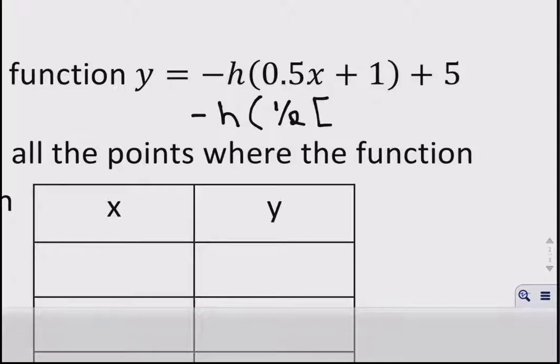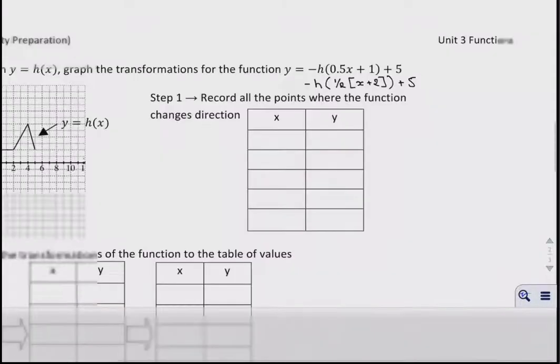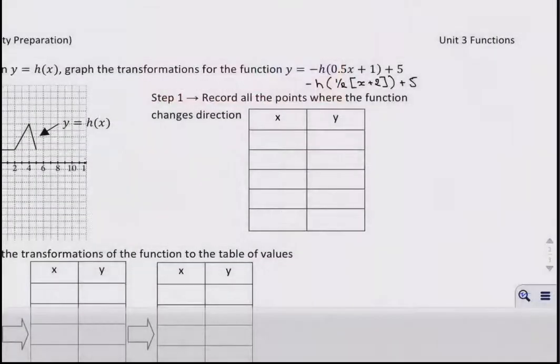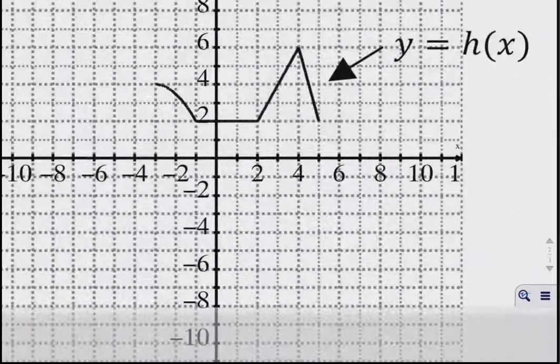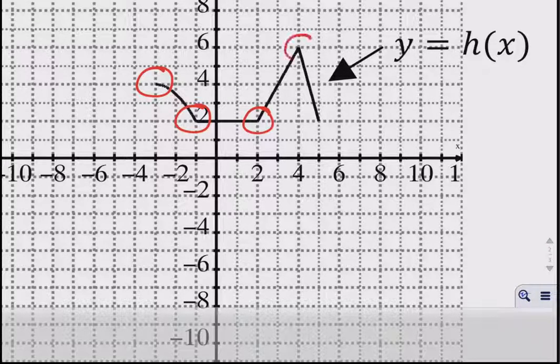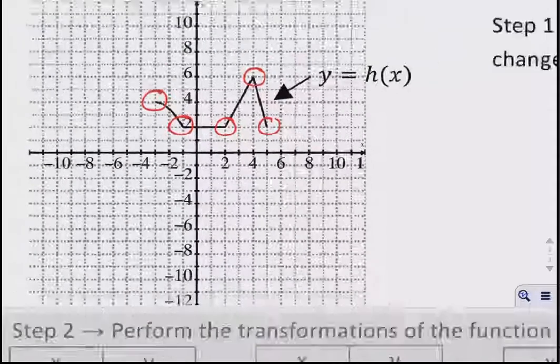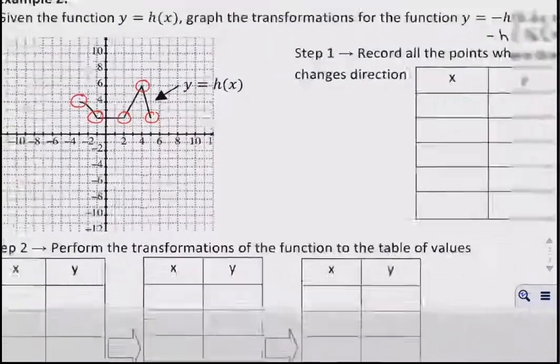Now notice I'm changing the 0.5 to 1/2. The 1 divided by 0.5 becomes 2. Then I get a +5 here. So just like before, we're going to start off by identifying the points that we are going to use as kind of our guidelines for transforming this function. So what I have circled in red is the points I'm going to list.